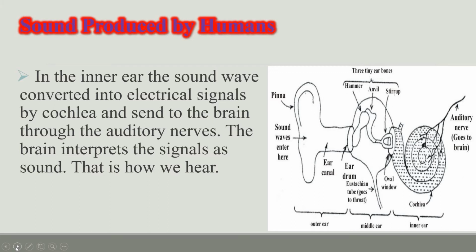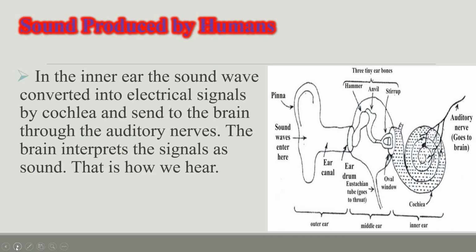Now we describe the working of the human ear. The sound waves are collected by the pinna of the outer part of the ear. These sound waves pass through the ear canal and fall on the eardrum. When the sound waves fall on the eardrum, it starts vibrating back and forth rapidly. The vibrating eardrum causes the small bone hammer to vibrate. From the hammer, vibrations are passed on to the second bone, the anvil, and then to the third bone, the stirrup. The vibrating stirrup strikes the membrane of the oval window and passes the amplified vibrations to the liquid in the cochlea.